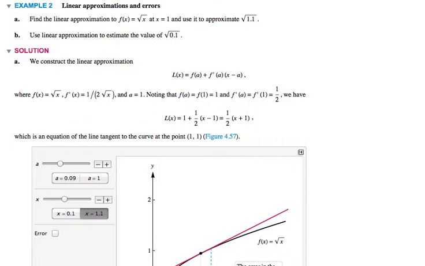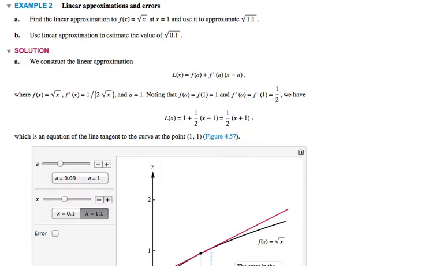Example 2 talks about linear approximations and errors. We want to find a linear approximation to the square root of x at x equals 1 and use it to approximate the square root of 1.1 and to estimate the value of the square root of 0.1. First we're going to construct the linear approximation. We find the value of the function at a. So f of a is the square root of 1, which is 1.